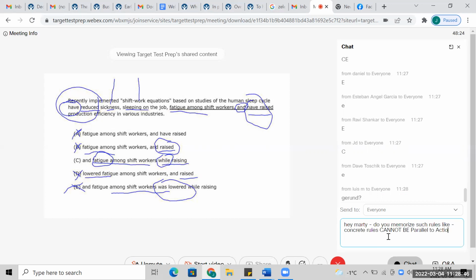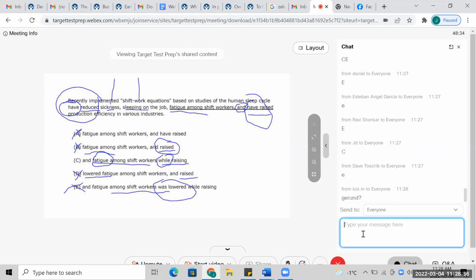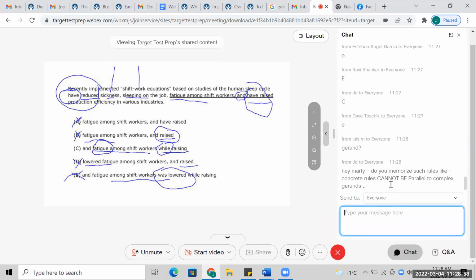I mean, another way they could have messed with this question is to put two nouns in a gerund or two gerunds in a noun and make you think that one is right. In fact, going back to the question we're looking at now, let's see what they did to us.